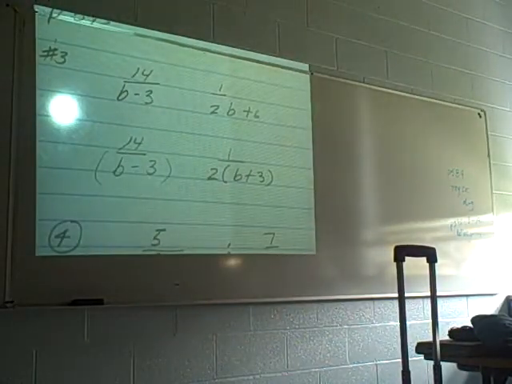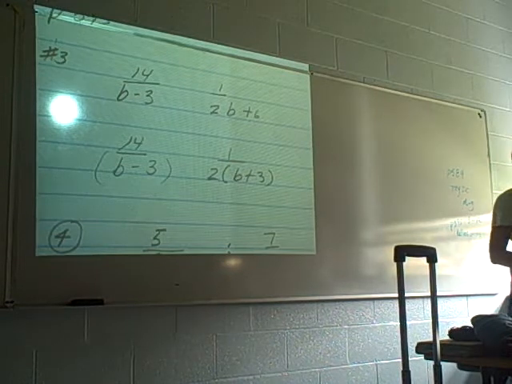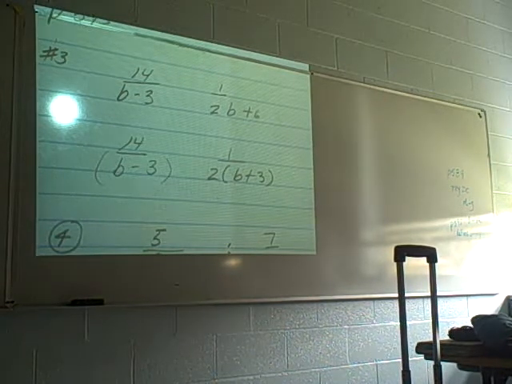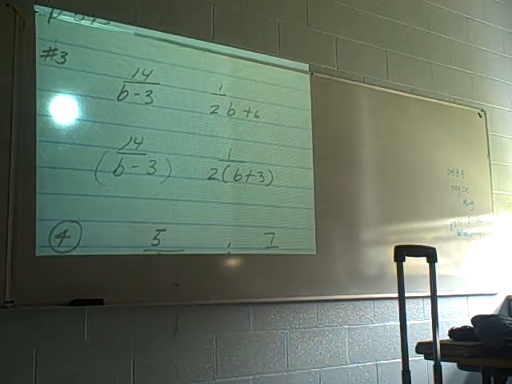Number 3. I'm going to go through each of these. I hope that will help you. Some of you, again, this is about being neat and organized, and I have this need to be spatial. So the first problem was b minus 3, and the other one has a denominator of 2b plus 6. All I had to do was find the least common denominator.